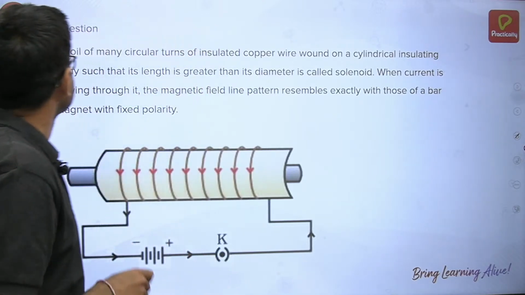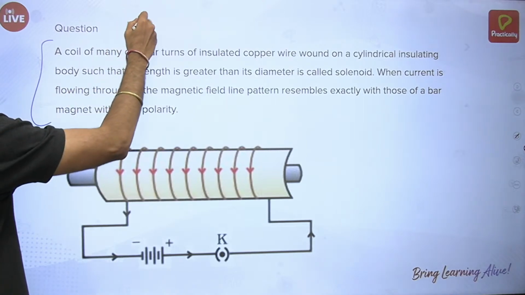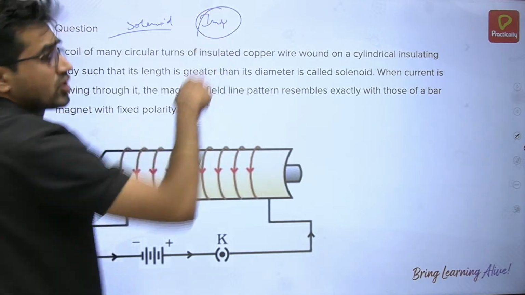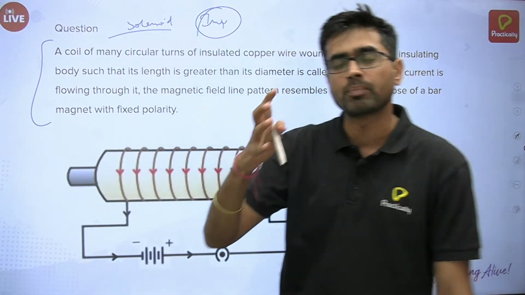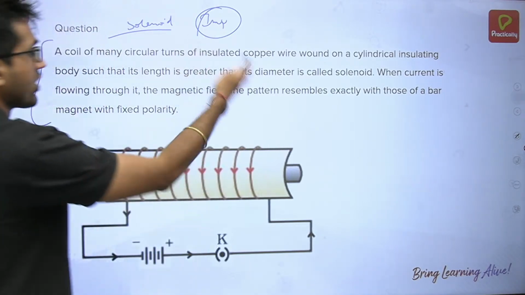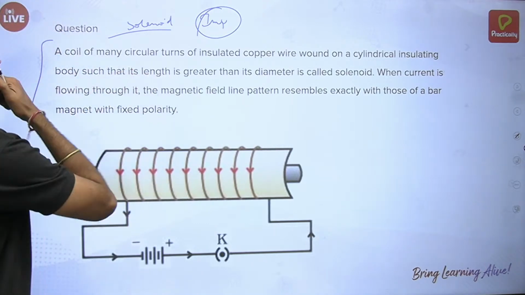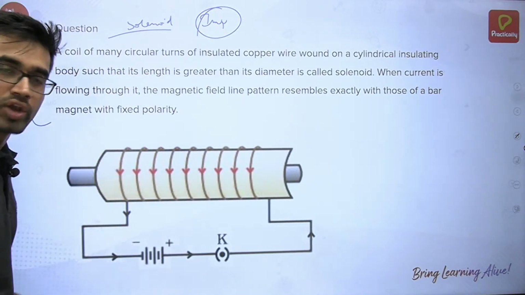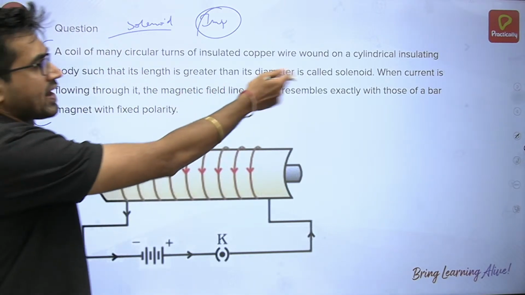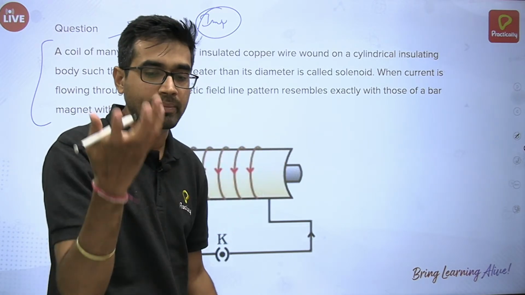Okay, let's move to the next one. This is a question based on the solenoid, and it is very important. This kind of question can be asked in your exam because it has 4 different subparts. It's a case based kind of question, and these questions are very important for you to understand the theory part also. So let's come back. It's a solenoid, we all know it now. When current is flowing, it behaves like a magnet.